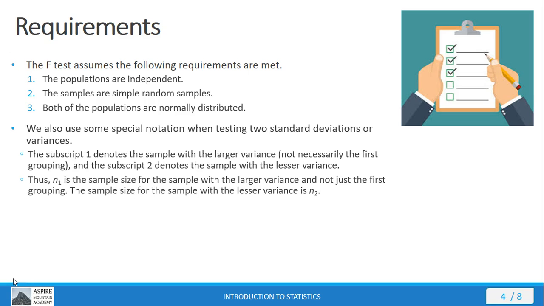The sample sizes for the different groups are going to follow that same convention. So n1 is not going to be the sample size for whichever group is mentioned first. It's the sample size for the sample with the larger variance. And so n2 is going to be the sample size for the sample with the lower or lesser variance. Okay, and you're going to see that same pattern following for all of your other variables. So mean, standard deviation, the whole bit.